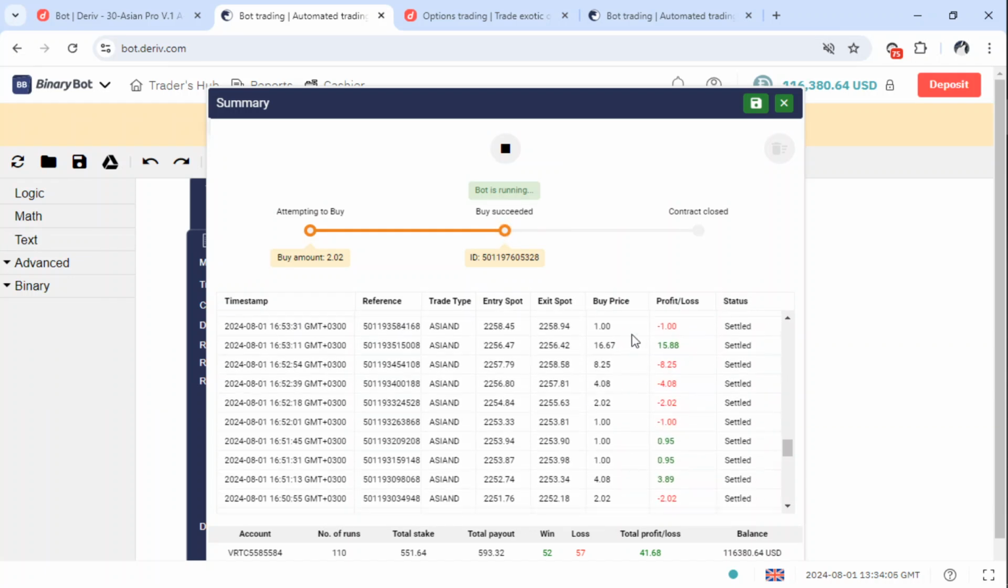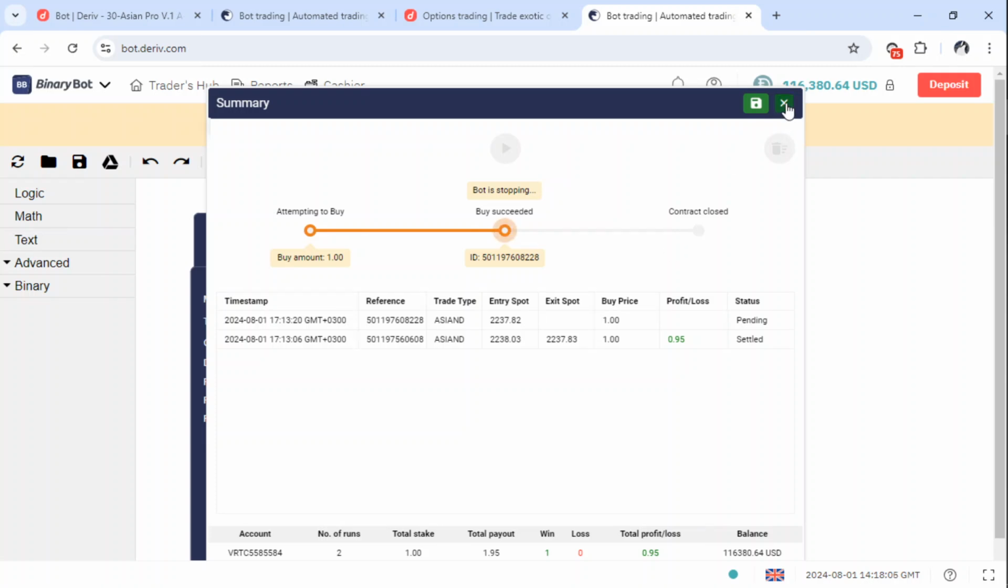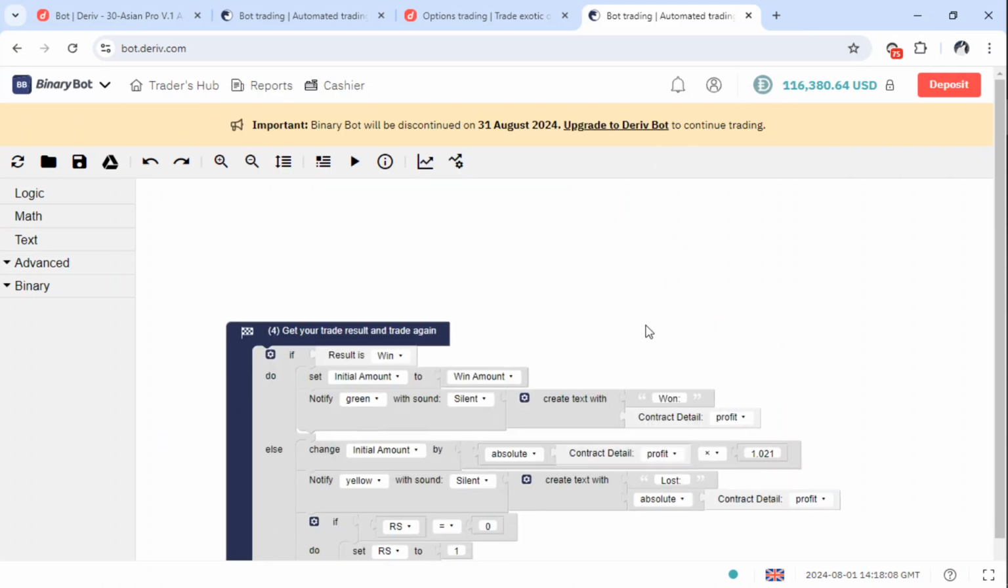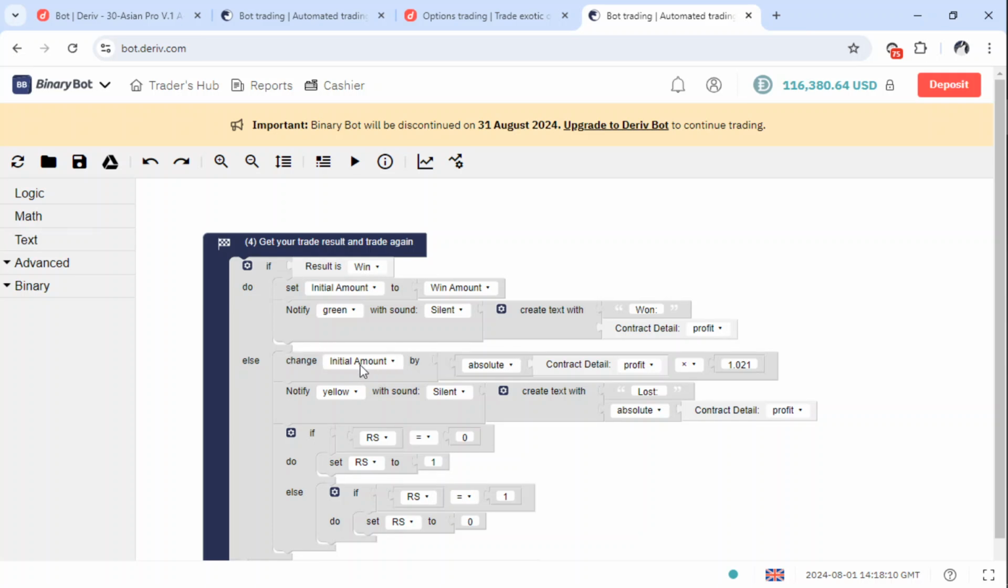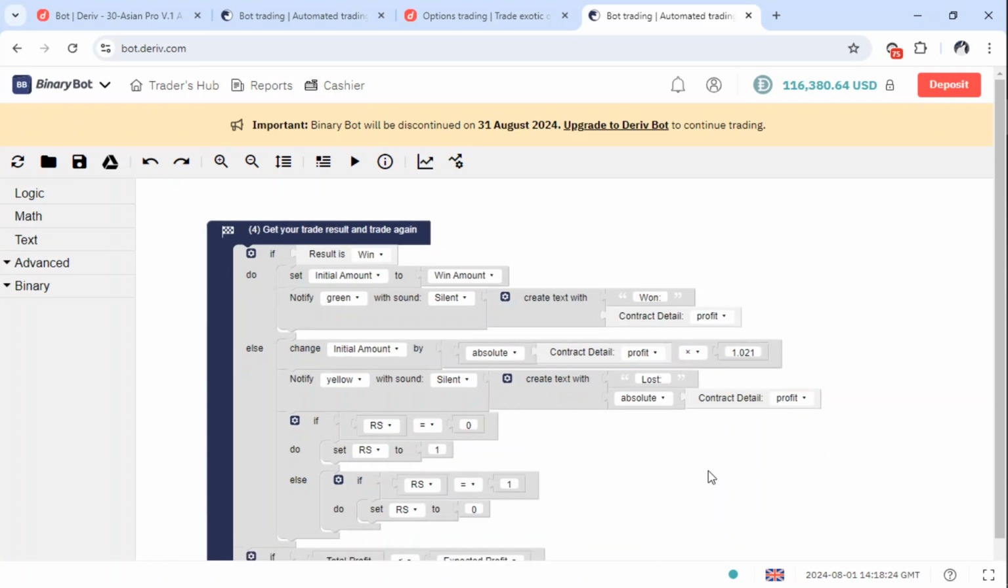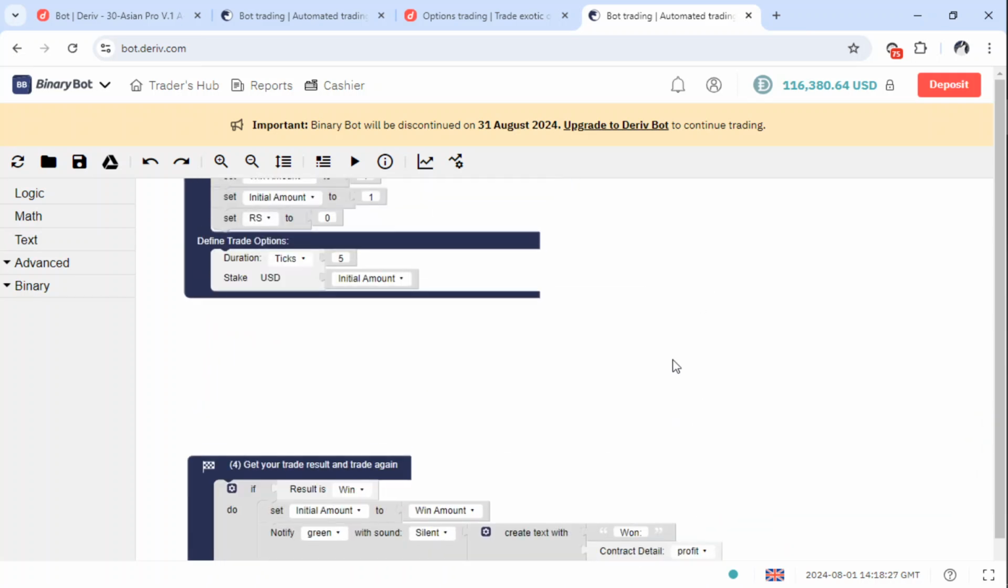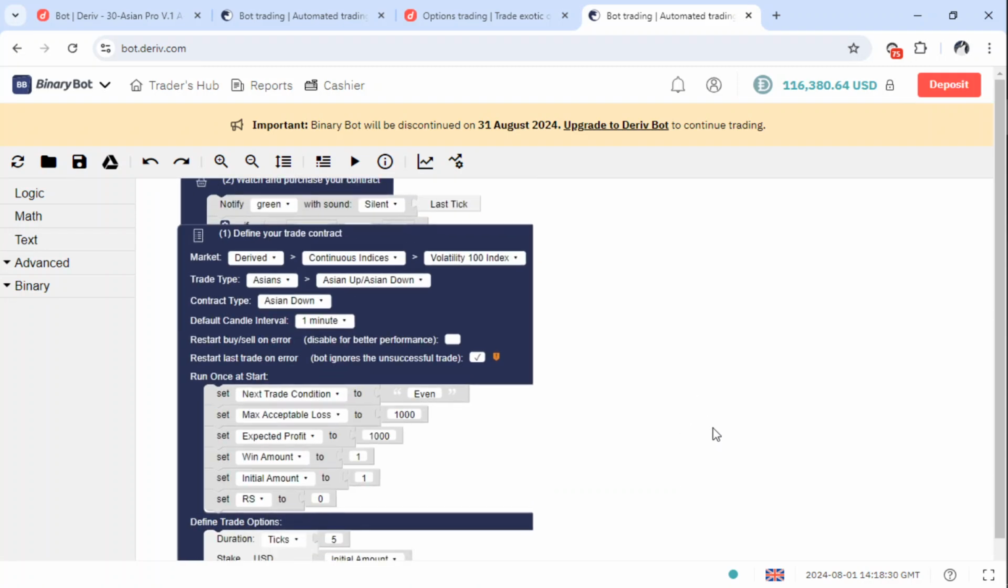So that is it. This value here, they're just multiplying by the absolute. Absolute means whether it is plus or minus, just take that value, and that is what you should take. That is what is being written here, somewhere here. That initial amount should change by the absolute value of contract profit. So if the profit is negative, just take the absolute and then multiply by that amount, and then you should be expecting the martingale to work smoothly.